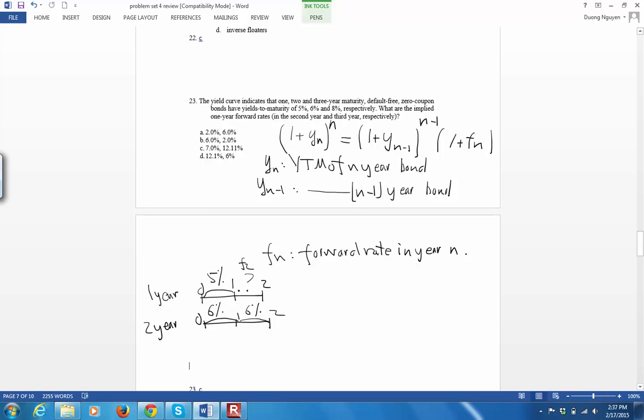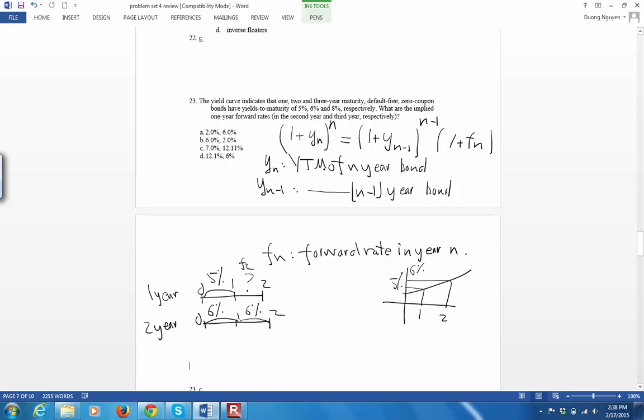Obviously it is a rising yield curve. The yield to maturity of the 1-year bond is 5%, and the yield to maturity of the 2-year bond is 6%. So the yield curve is rising. When the yield curve is rising, you expect the interest rate to go up. You expect the short-term interest rate to go up more than 5%. So whatever number you calculate for the forward rate in year 2, it has to be more than 5%.